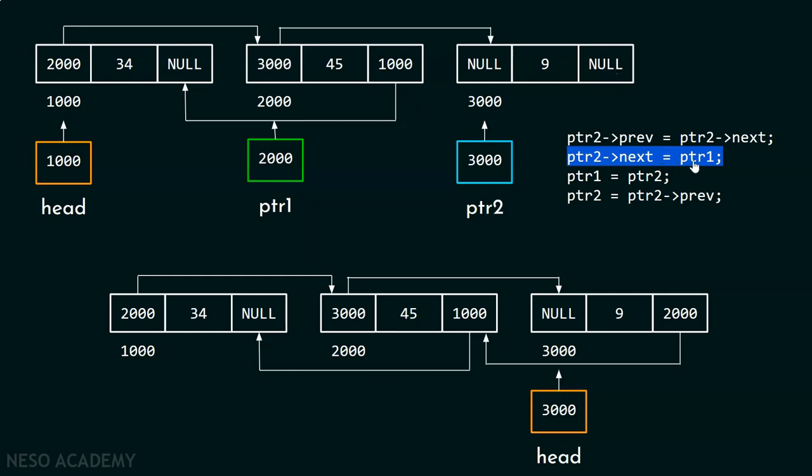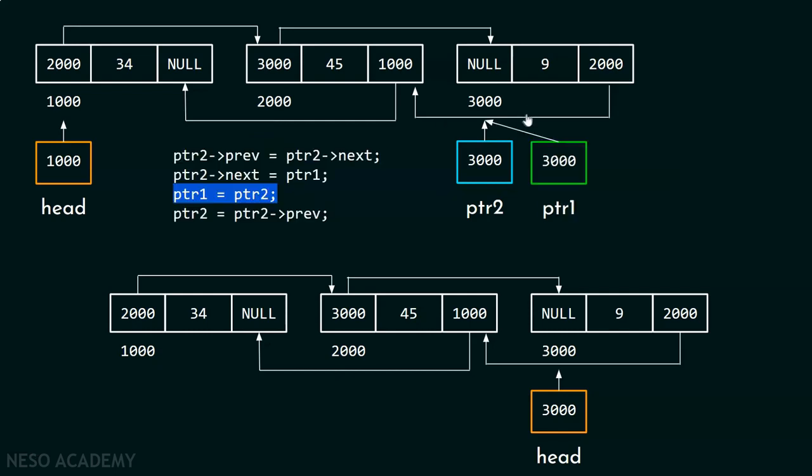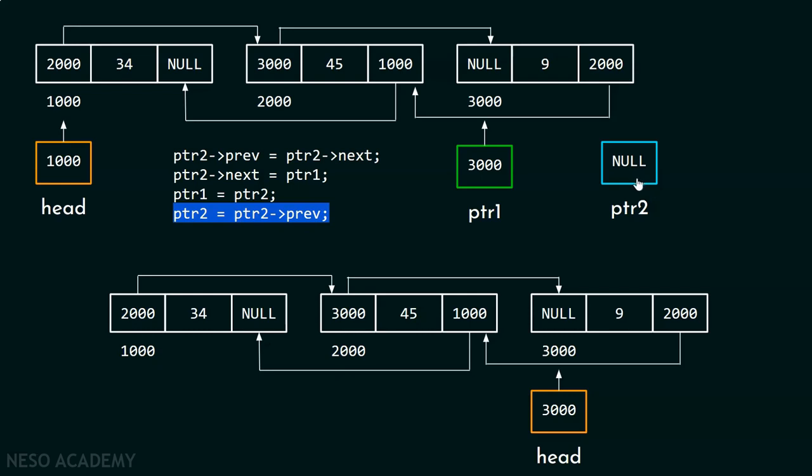ptr2 next must be equal to ptr1. We know that ptr1 is already pointing to this node and ptr2 is holding this address 2000. Therefore, we can place this address 2000 over here. After this, we will update our pointers, that is ptr1 and ptr2. First, we will update ptr1 so that it can point to this particular node, and finally, we will update ptr2 so that it can point to the next node, and we do not have any other node in this list. Therefore, this address will get replaced by null, right? We know that ptr2 prev is null.